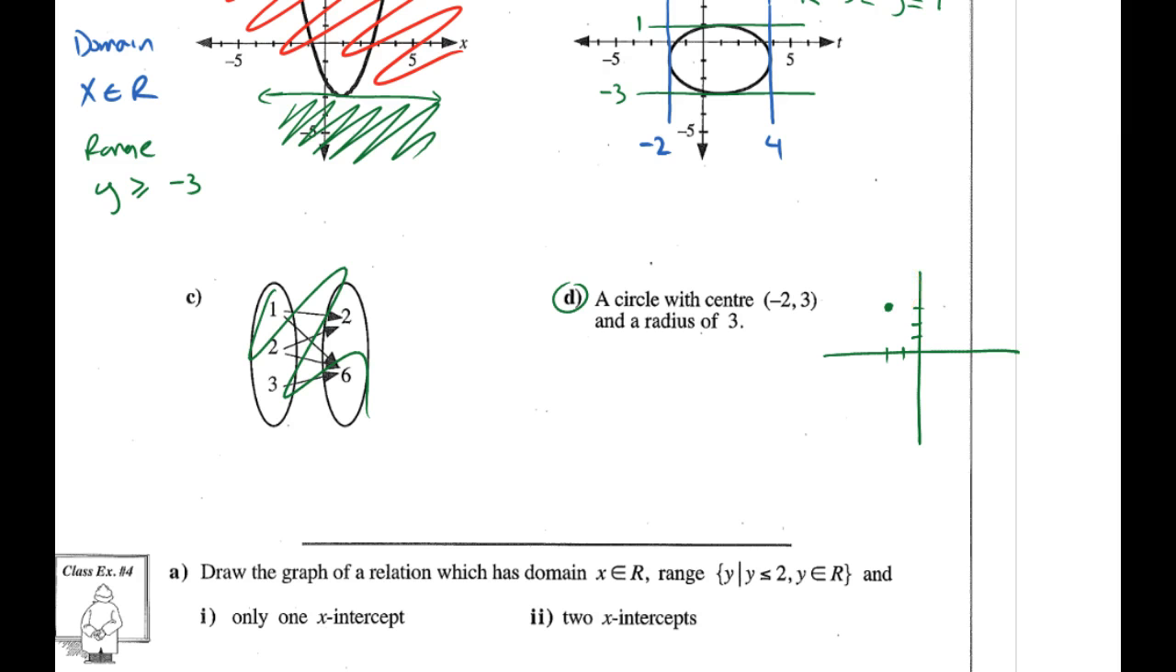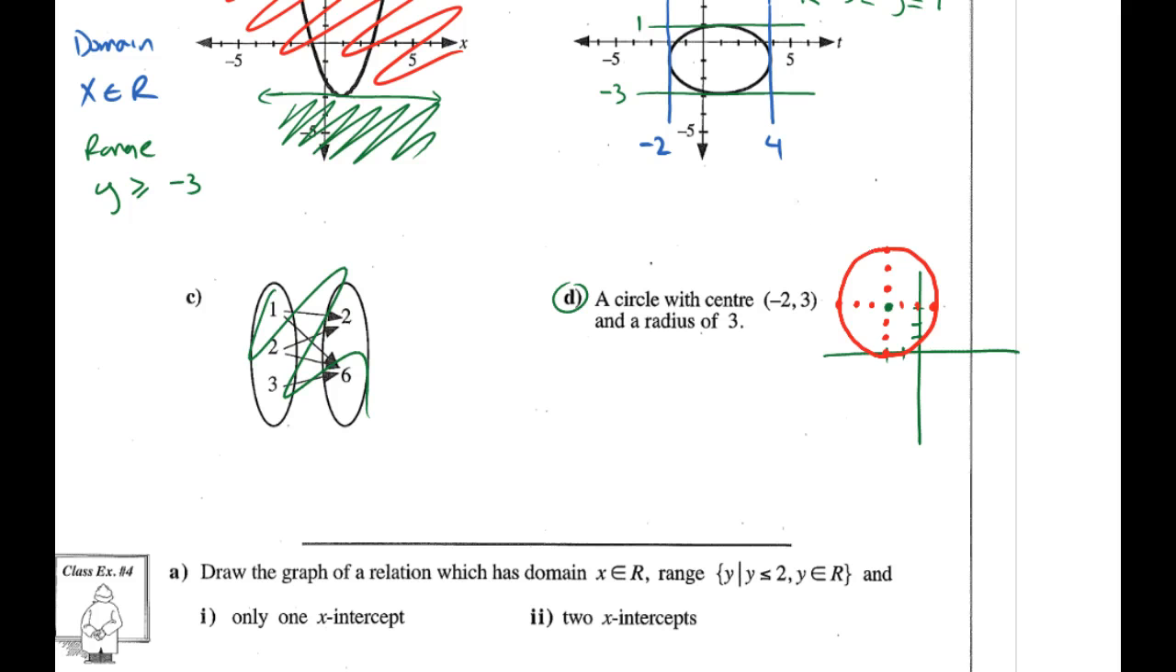Well, if it has a radius of 3, it's going to go 3 in all directions. So it's going to go 1, 2, 3. That's the far right boundary. And then 1, 2, 3. That's the far left boundary. 1, 2, 3, 1, 2, 3, and there's your circle. Oh, not bad. Okay, there's my circle.